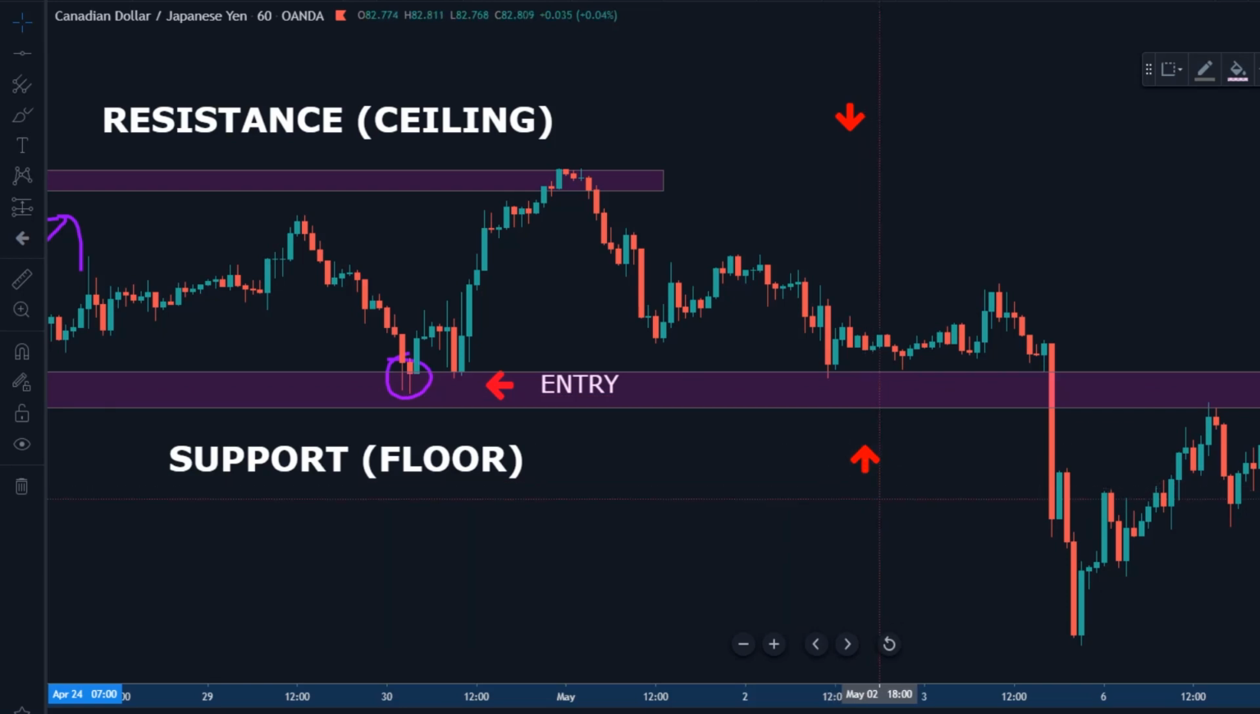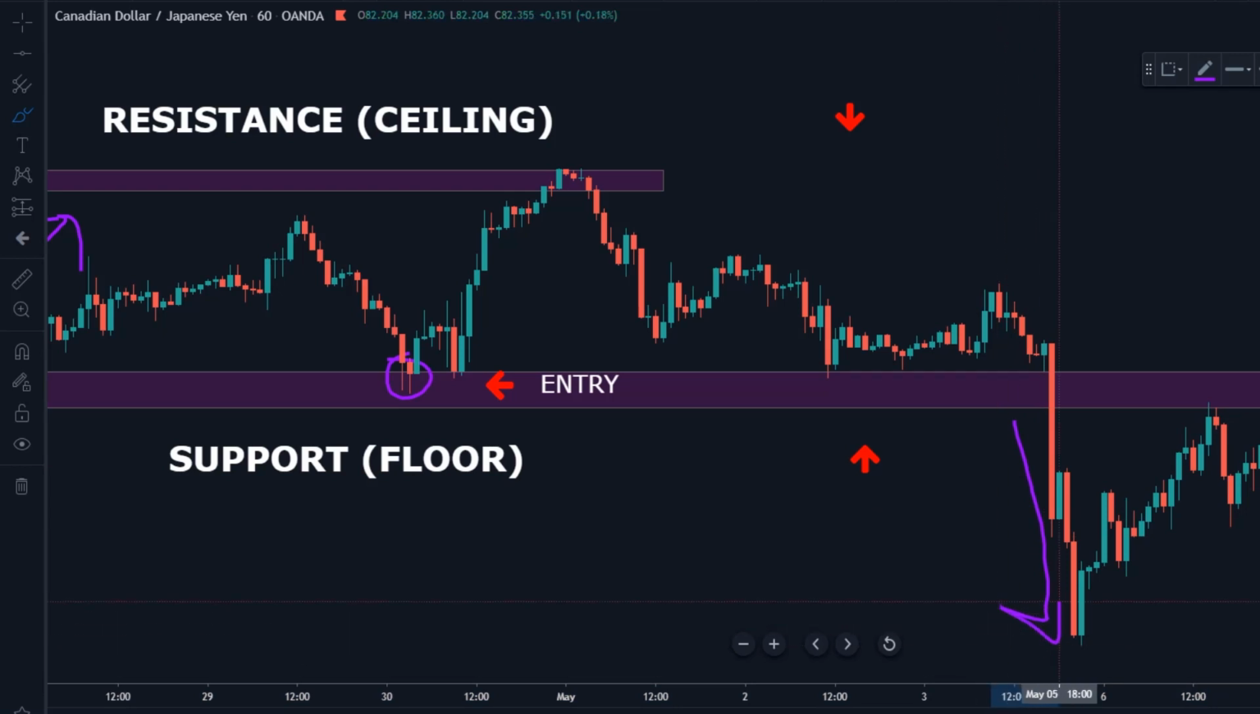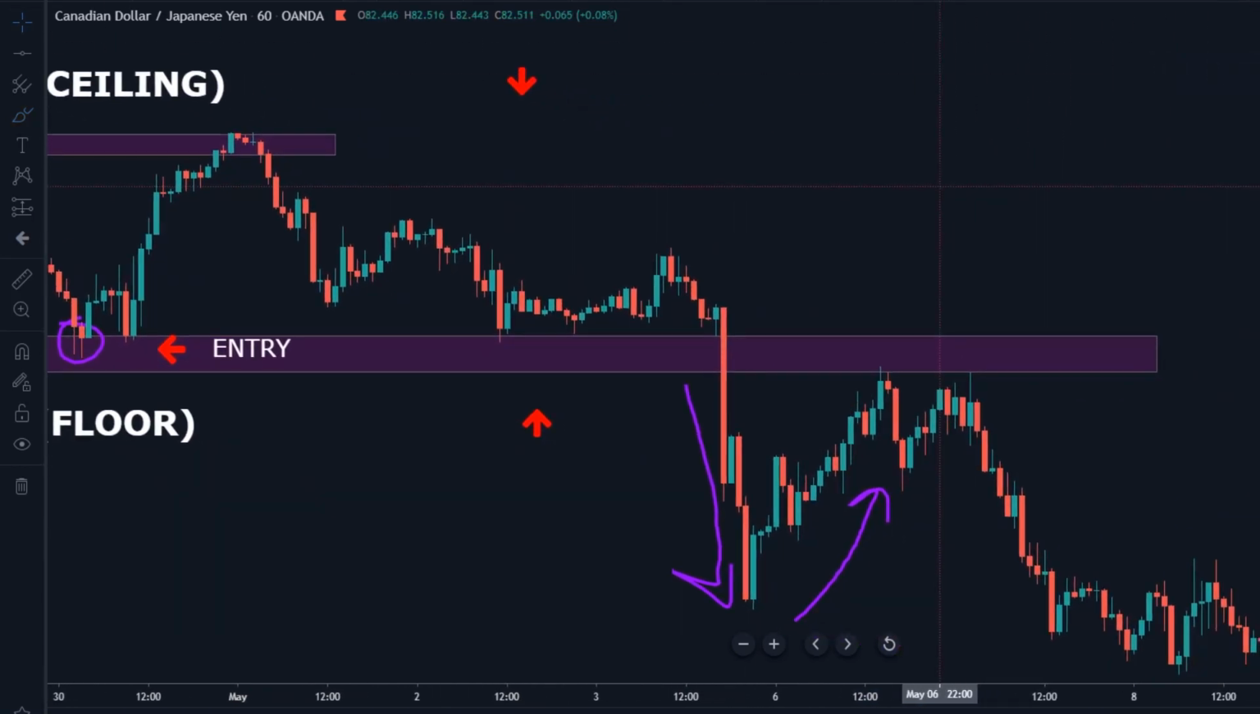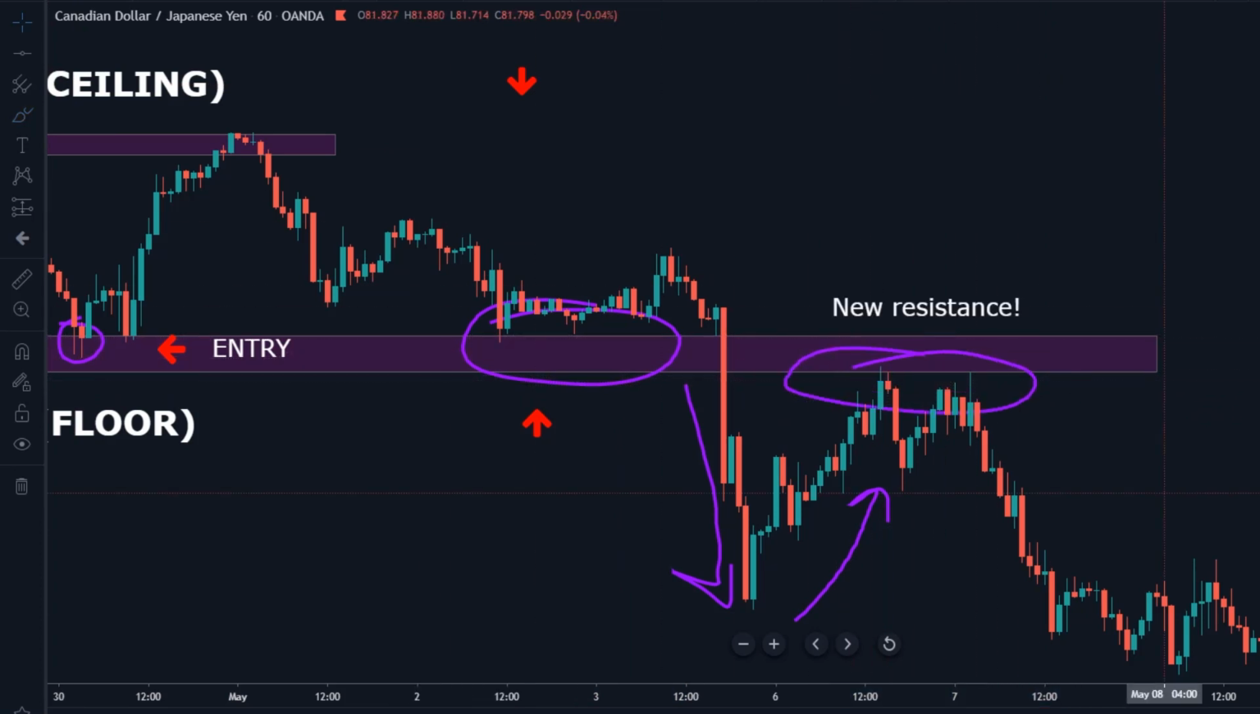It's not forgotten about. So what happens is it broke down below, right? And as you can see, it goes right back up to retouch it. What does that do? Now it takes the old floor and just turns it into a new ceiling. So what did this do? Now that it broke through this structure, broke this floor, came back up and retouched, you see how it's rejected this line again, twice? That is now called the new resistance.